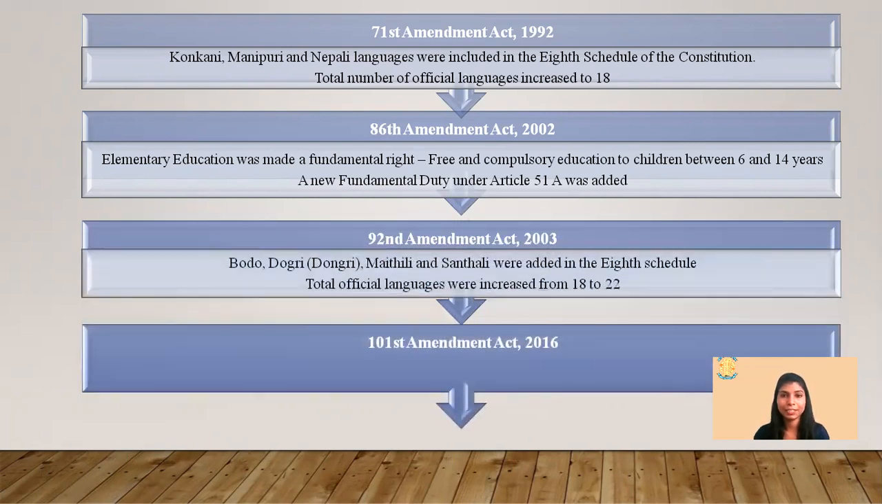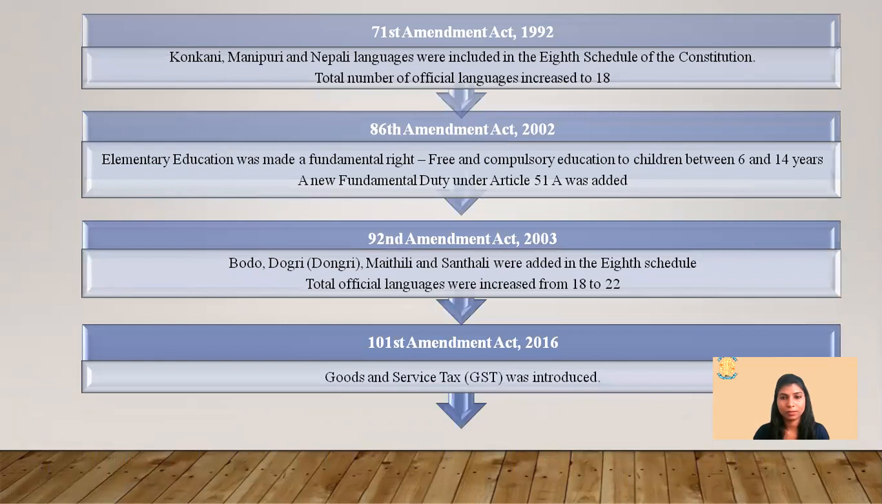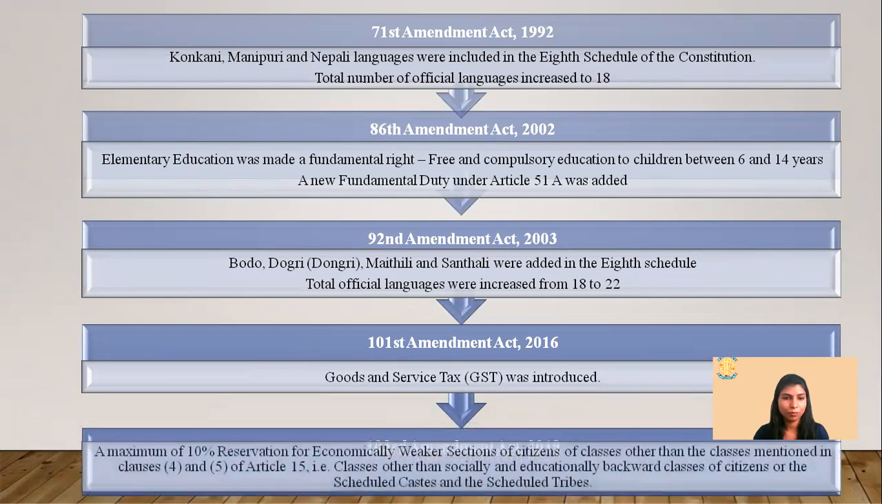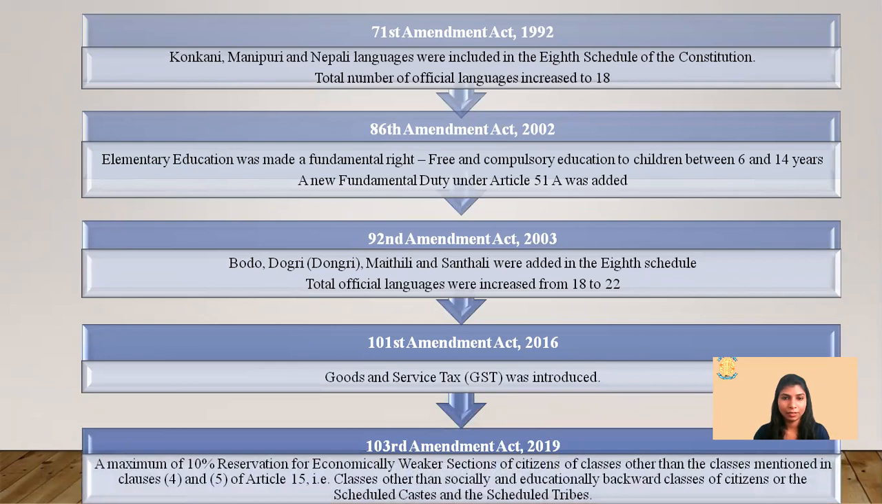Next, in the 92nd amendment, Bodo, Dogri, Maithili and Santhali were added. All those languages were added in the 8th schedule. Now in 2003, the total official languages increased from 18 to 22. And one more, like 101, 103, several amendments are there.